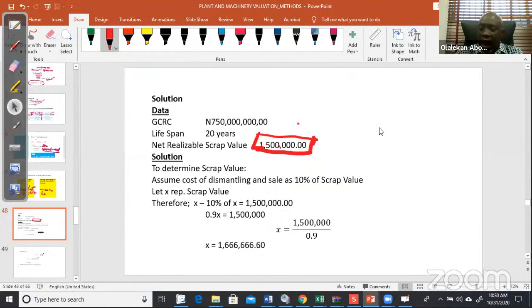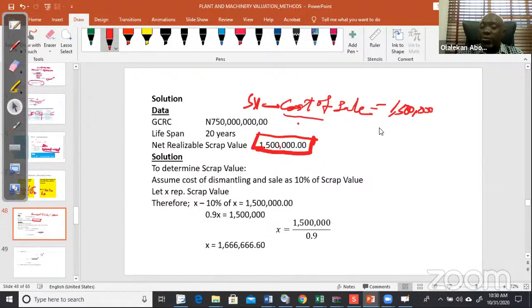Okay, thank you. Now, to arrive at this 1.5, it involves a process. The process is that you have what we call scrap value. From your scrap value, they have removed cost of sales, to give you that 1.5 million. That's why they call it net of expenses. The 1.5 million is scrap value minus all expenses on sales.